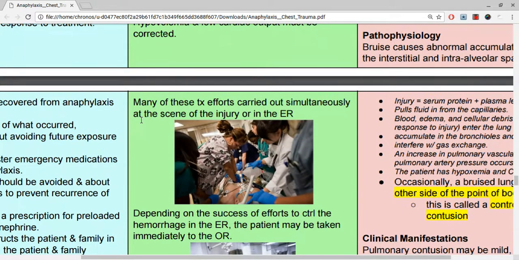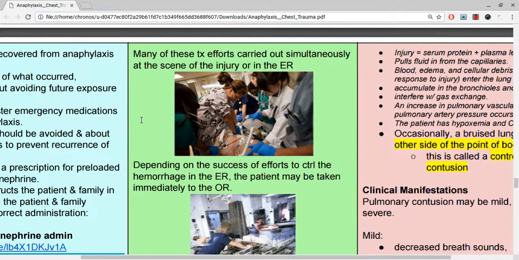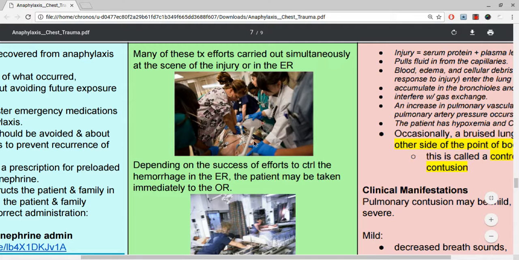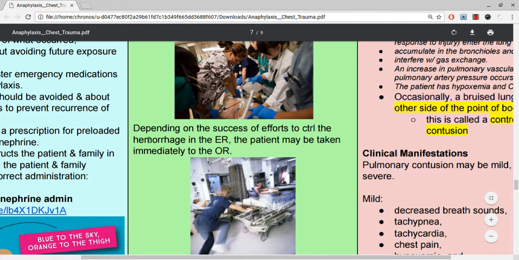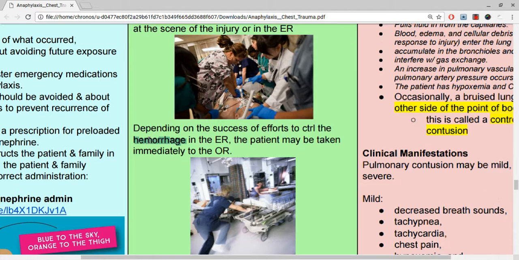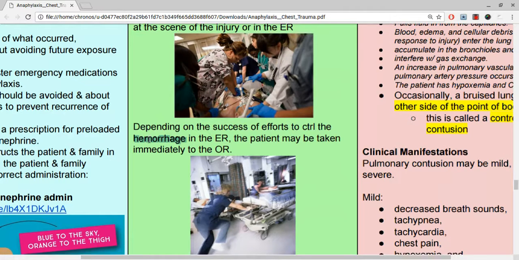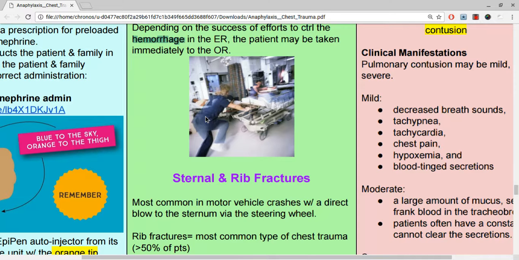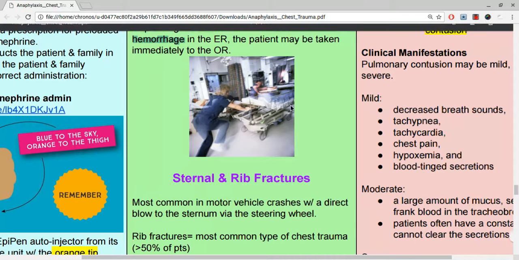Okay, many of these treatment efforts are carried out simultaneously at the scene of the injury, or in the ER. See, look, all these people are doing all these things at the same time. CPR, putting on these monitors, and giving them some respiratory support. Depending on the success of these efforts to control the hemorrhage in the ER, the patient may be taken immediately to the OR. Look at these nurses rushing to the OR.